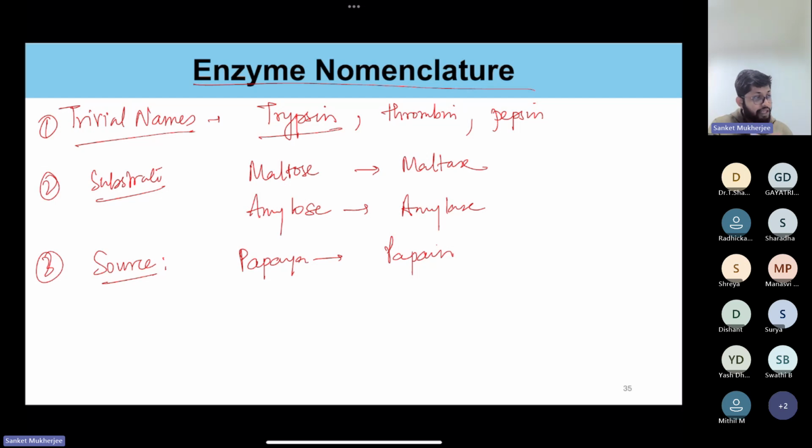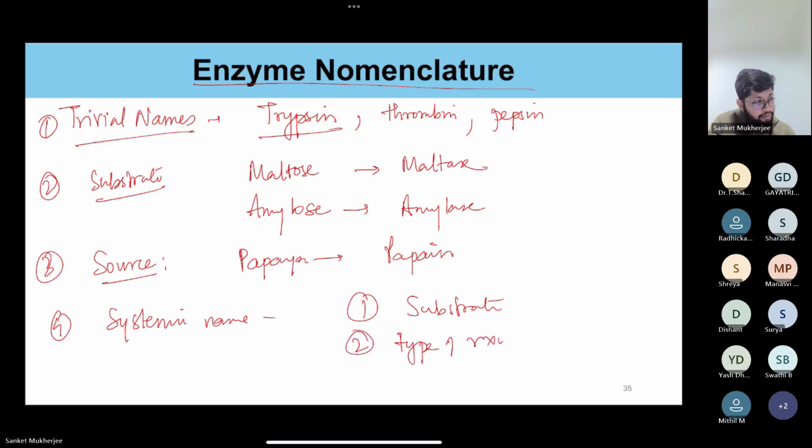Then there is systemic name. Systemic name has usually two words. The first word is for the substrate, and the second word tells you about the type of reaction. Let's say, for example, lactate dehydrogenase actually uses pyruvate as a substrate and forms lactic acid.